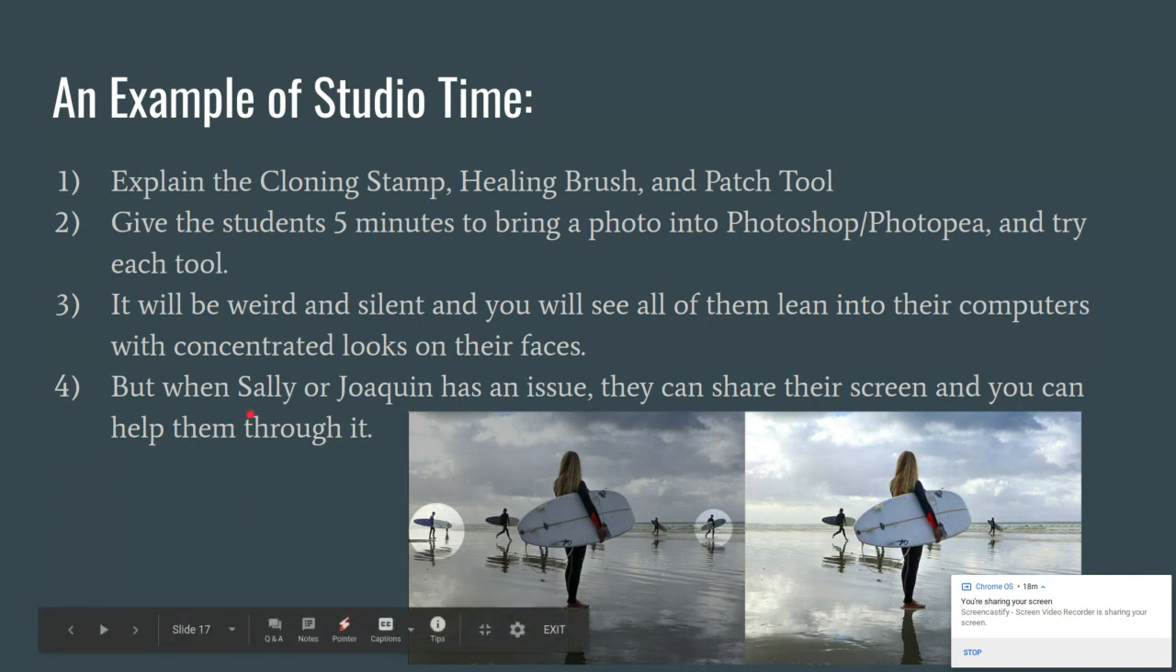So then if Sally or Joaquin has an issue, they can share their screen with you and you can help them through it. You could go into a breakout room and do it one-on-one, but why not do it in front of the class? The class probably doesn't even really have Zoom open anymore. They have Photoshop or Photopea open. So if they hear you explaining what's going on, who cares? They either zone it out or it's something that would be really helpful to them.